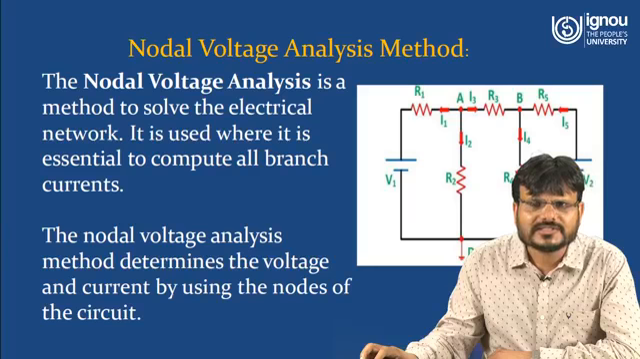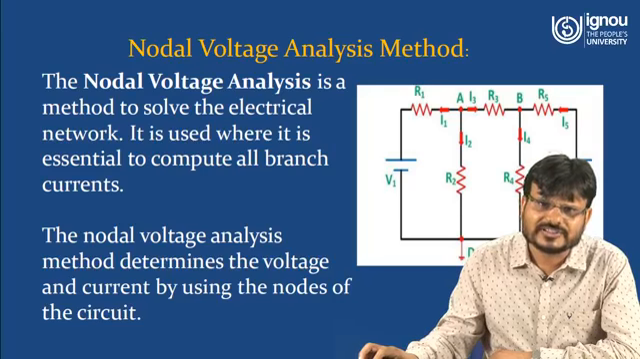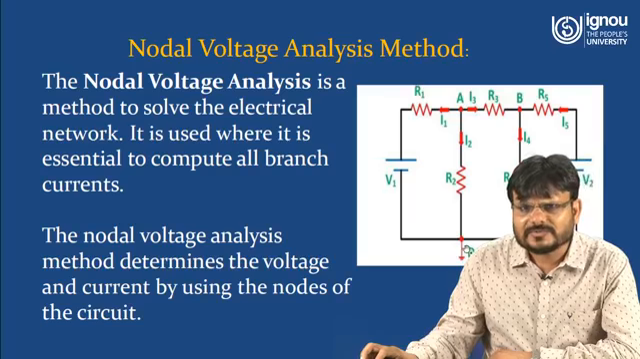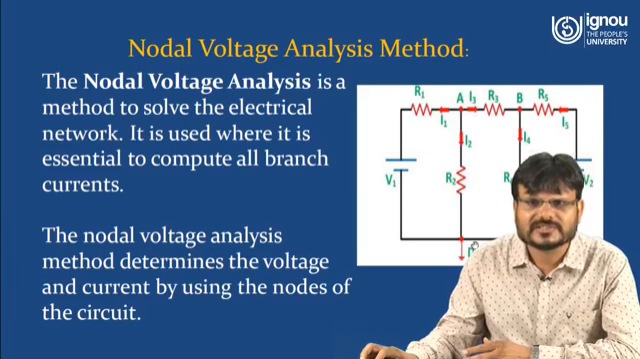So here you can see there is one node A, another node B, and these nodes C and D are basically at the same potential, or you can say it is a reference node. So the potential of node D is equal to the potential at node C. Suppose it is denoted as V suffix D and this is denoted as V suffix C. So V suffix C is equal to V suffix D.